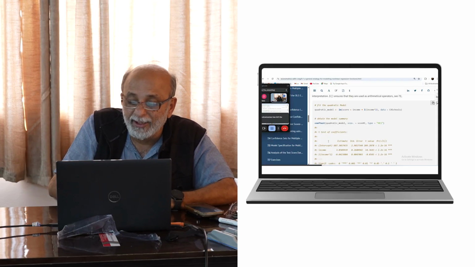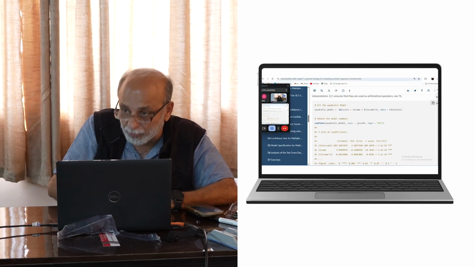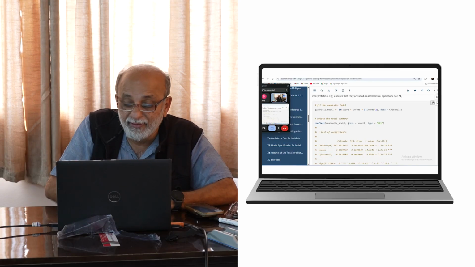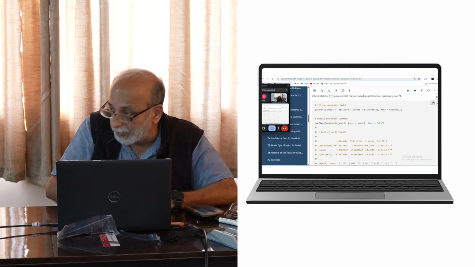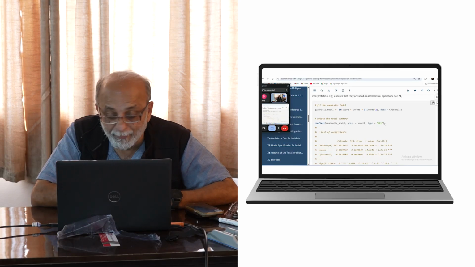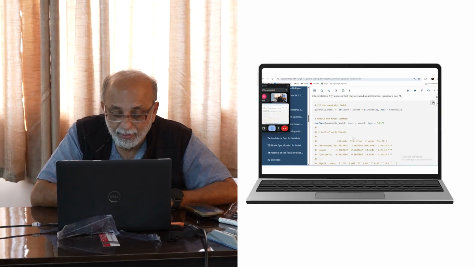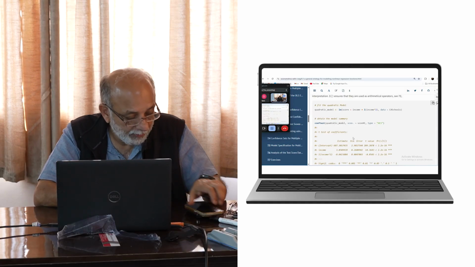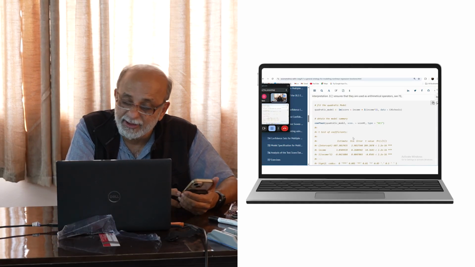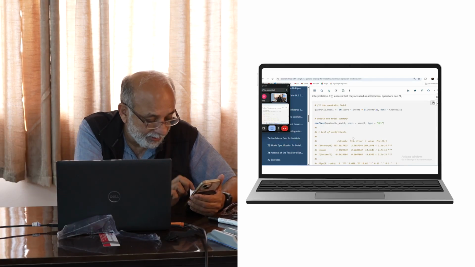Now suppose you didn't do this. If you just said coeftest quadratic model, and you didn't put vcov equal to, see what you get and compare the two t values. Just run a regression, just say coeftest quadratic model without saying what the vcov is.